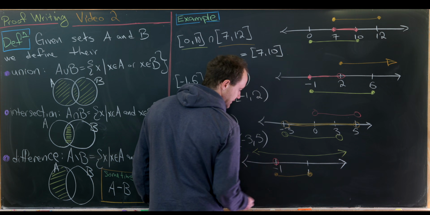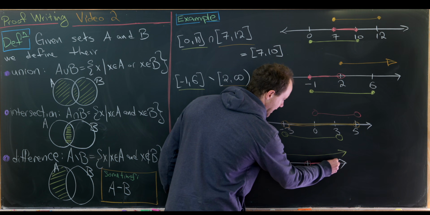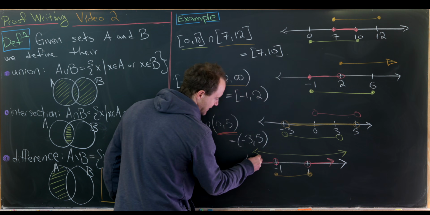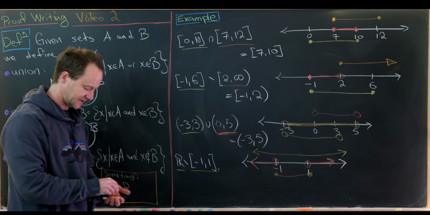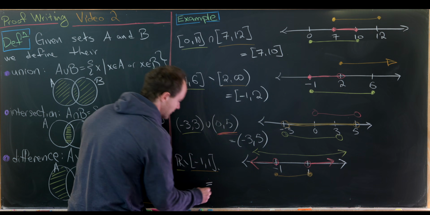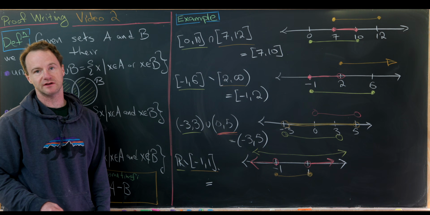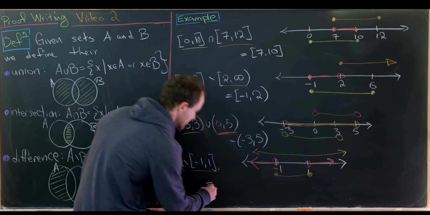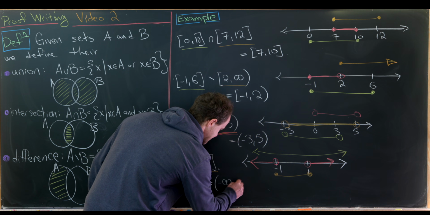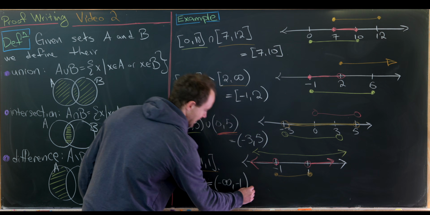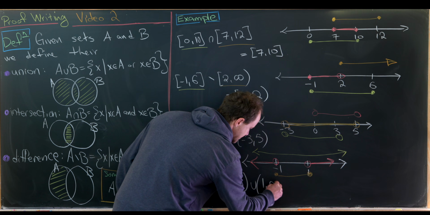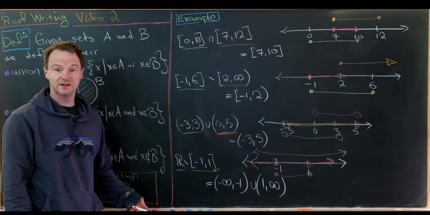So we cannot include -1, we cannot include 1, but we can include everything branching off from that. And then probably the easiest way to write this is as a disjoint union of two open intervals. So we'll have -∞ to -1 for this left-hand bit, union 1 to infinity. Okay, so let's keep going.